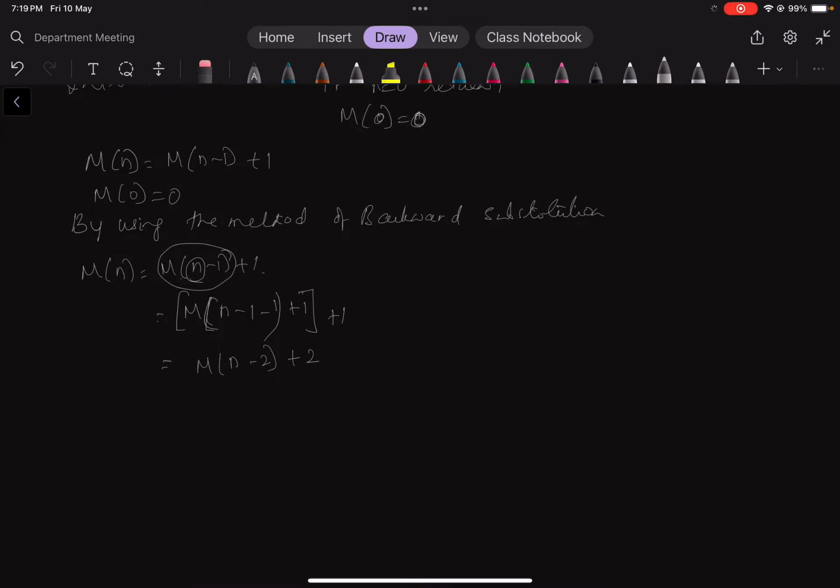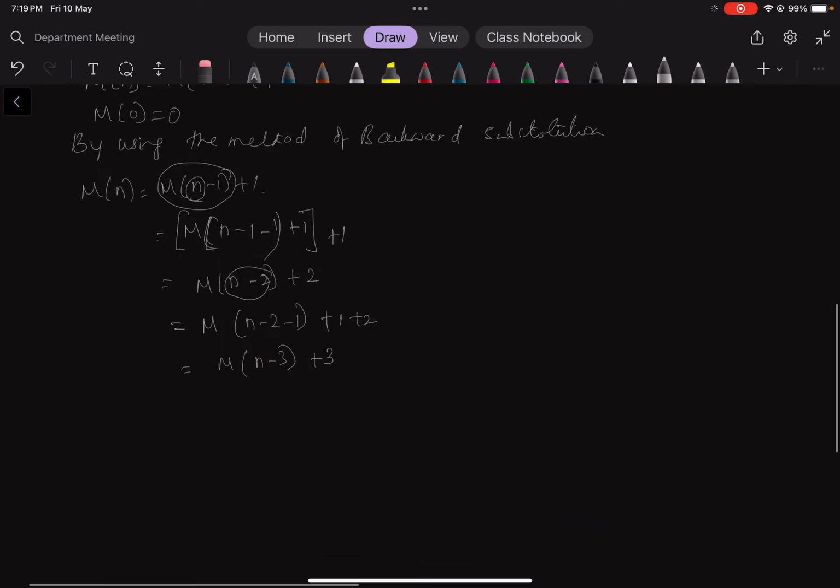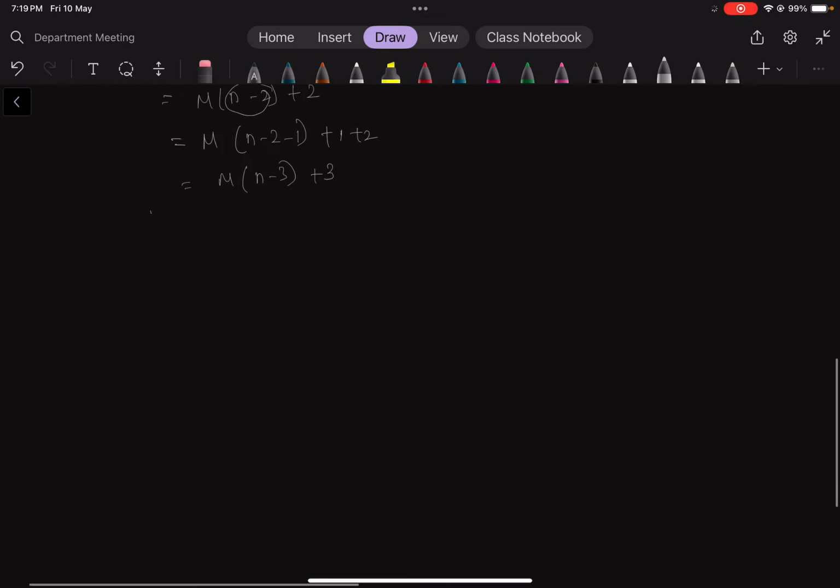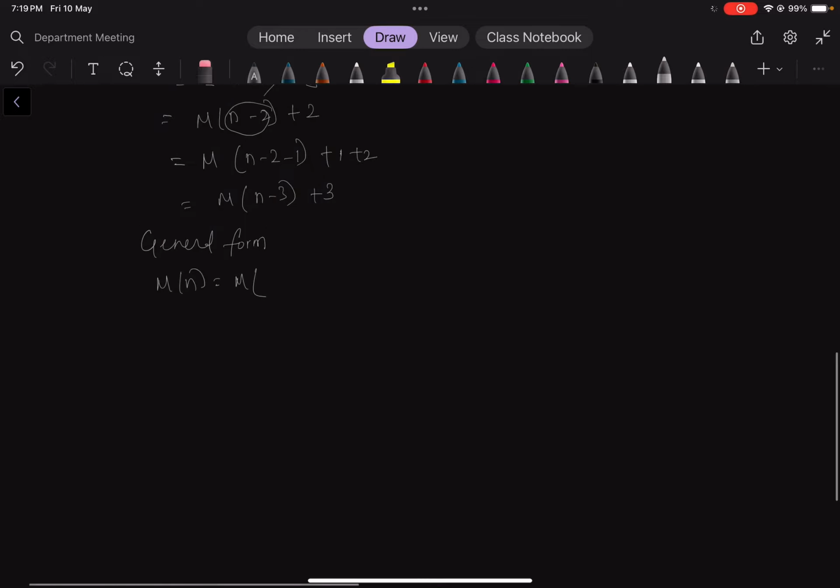Now we are going to substitute n minus 2 instead of n. So that is m of n minus 2 minus 1 plus 1 plus 2. That means it becomes m of n minus 3 plus 3. So how do we write the general form? The general form will be m of n is equal to m of n minus i plus i, for the ith term.